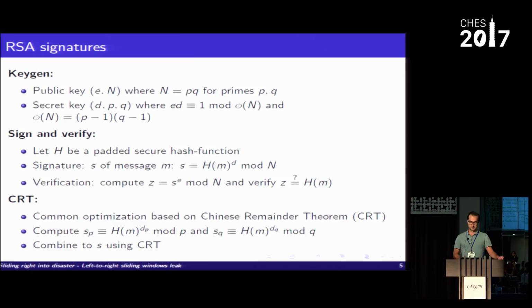So this is all very simple. A common way of optimizing this signature algorithm is using the so-called Chinese remainder theorem, because this modular exponentiation is quite costly. So what you do is you compute SP and SQ, where SP is H of M to the power DP, DP is D mod P, and DQ is D mod Q, and you combine SP and SQ to S using the Chinese remainder theorem. It's not really important for the attack, but I just want to mention that we attacked the CRT version of RSA.